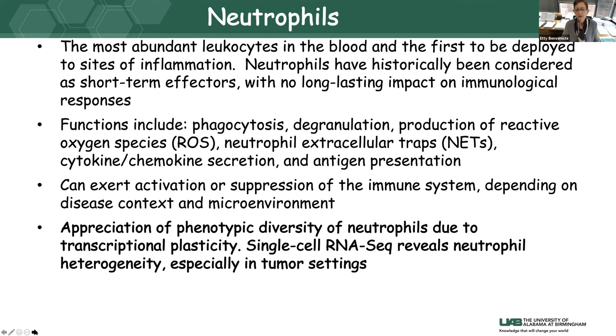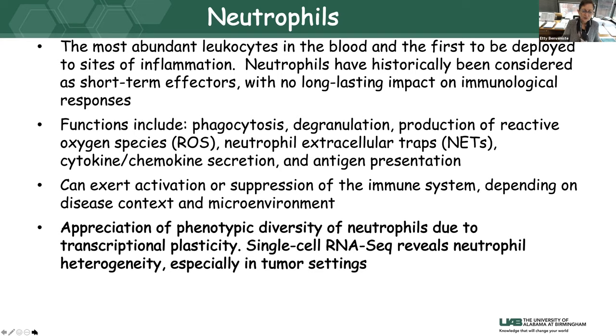immune response. They're phagocytic. They produce very high levels of reactive oxygen species. They produce neutrophil extracellular traps, or NETs, produce many different cytokines and chemokines, and can actually function as antigen-presenting cells. And neutrophils can either activate or suppress other components of the immune system, depending on disease context and the microenvironment.